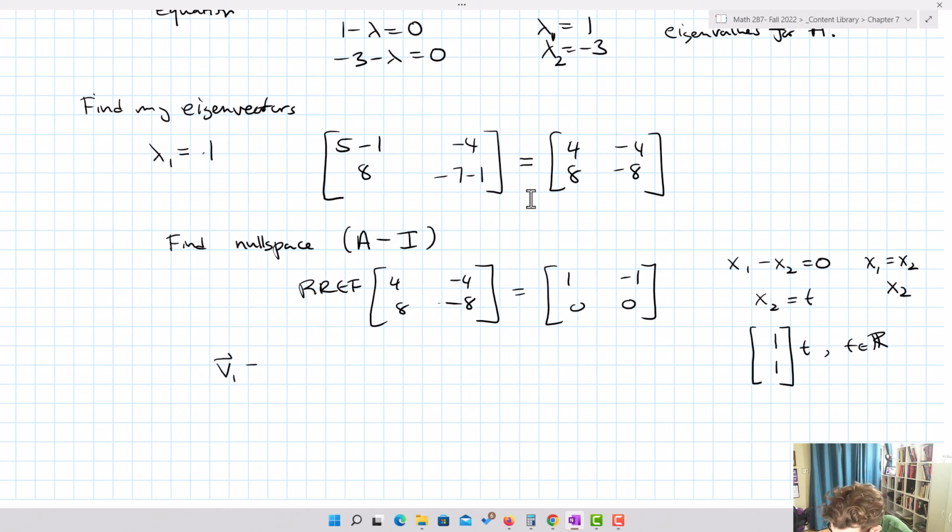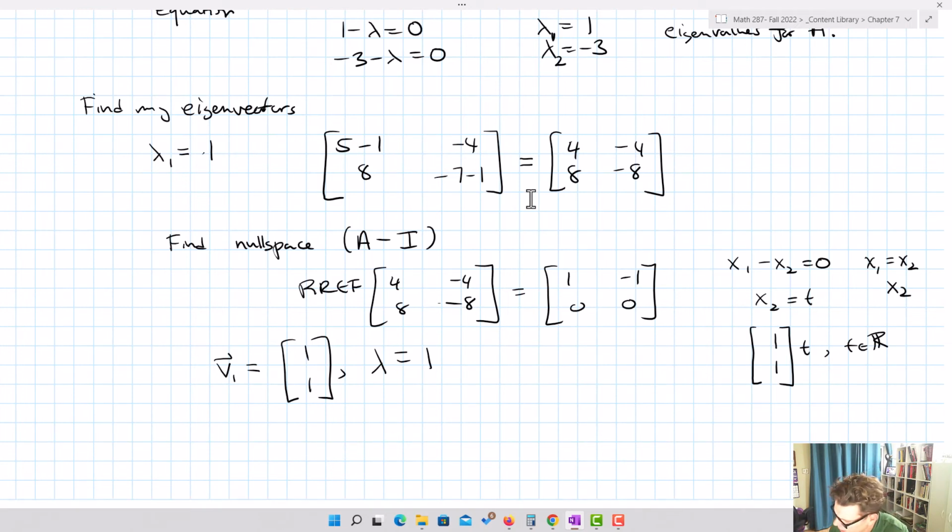My first eigenvector is going to equal just 1, 1. We don't actually have to write the t associated with it. We just write it as a single vector. And then we're going to say lambda equals 1. So that is an eigenvalue and its associated eigenvector.